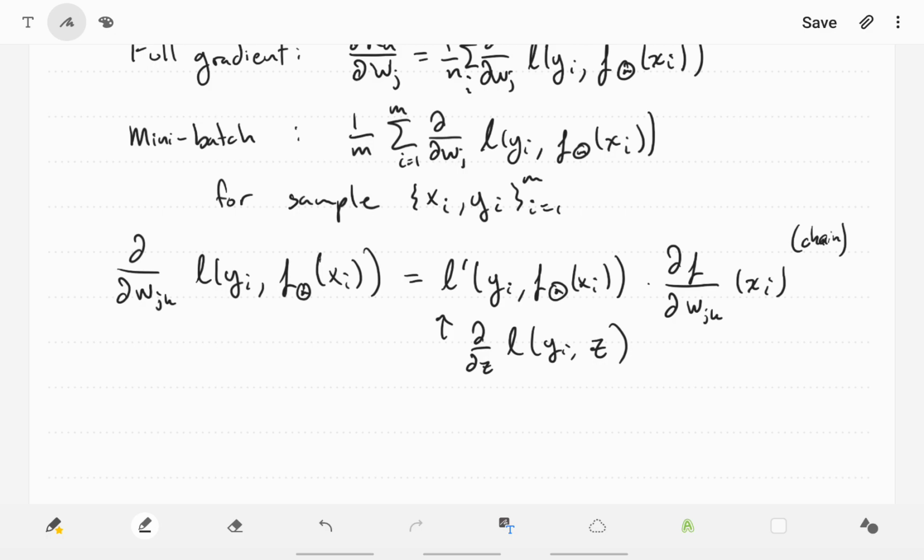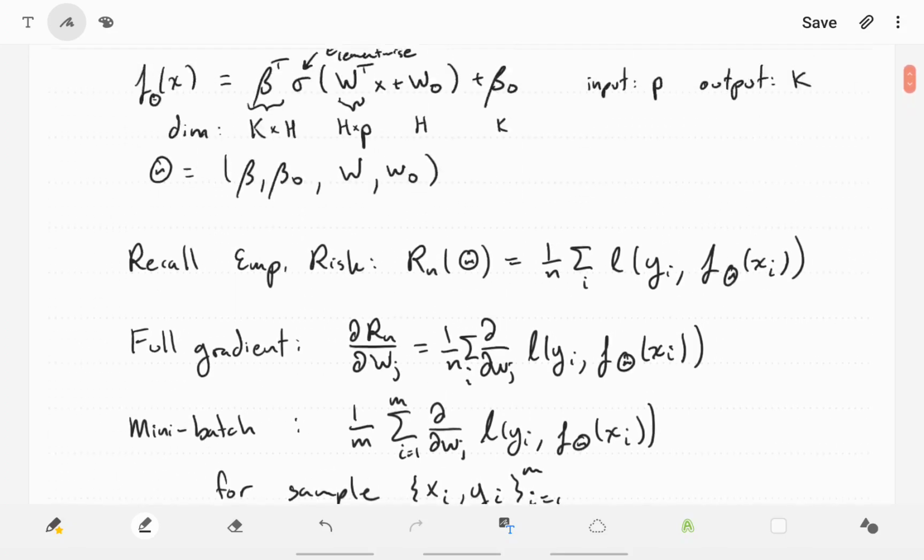It gives you a hint about how you would create an automated framework for doing these sorts of gradient calculations. For example, when I create an interface to the hinge loss, I would just also create a way of accessing its gradient as well. And now I have access to this L prime. But what about this component here? What about the gradient of f with respect to wjk?